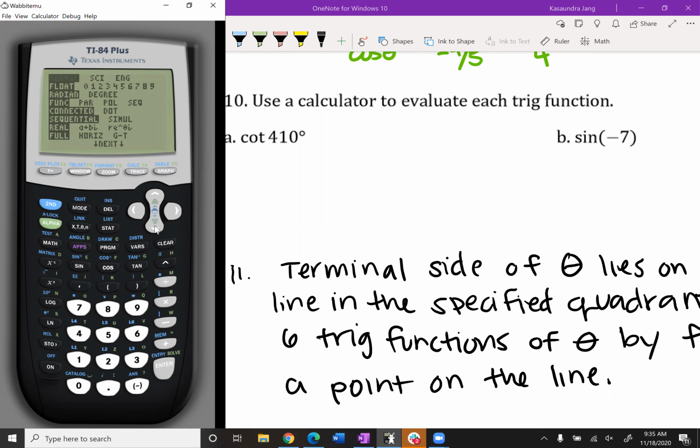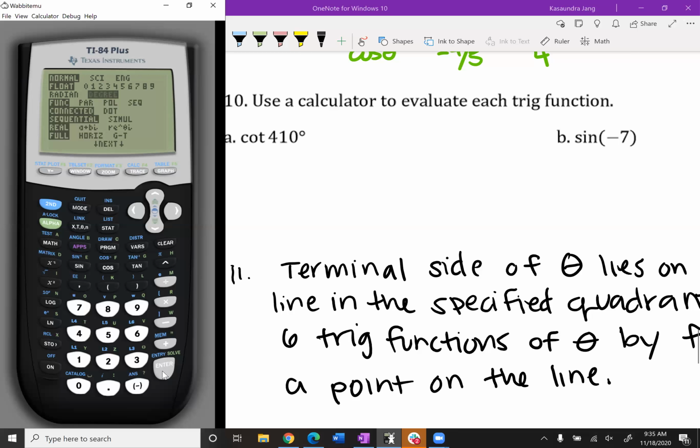So for me, I went to my mode and I'm looking at this radians versus degrees. Mine currently is in radians, so I'm going to go down here over to degrees. All right, I pushed enter there. I turned it into degrees. So this is a graphing calculator. Your scientific calculators might do it a different way, but I think you still have to change between degrees and radians on a scientific calculator. So mess with that for a sec. Let's see if you know how to go back and forth.